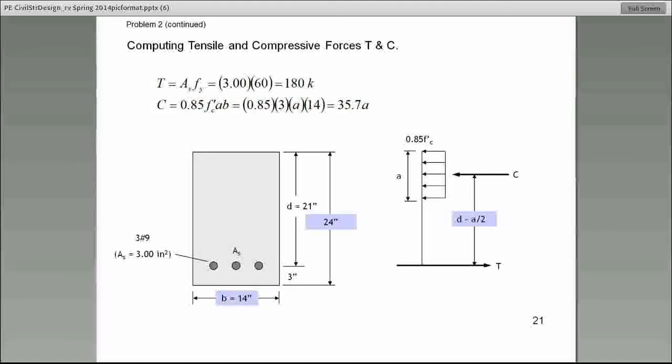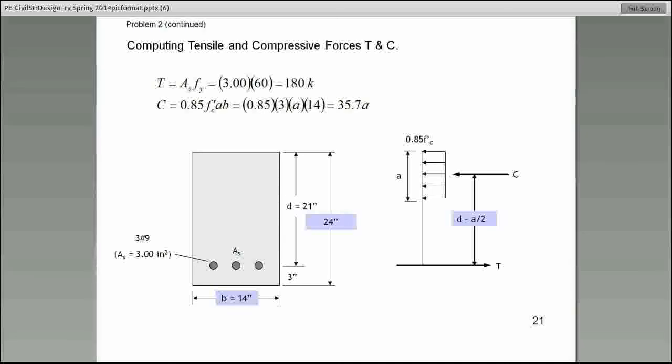This goes back to that problem 2. The problem statement was given. You can go back. Helen, tell me, what slide number was it where we stated the problem? I think fy, the yield strength of steel, was 60,000. And here's what we need to do, actually, step by step.